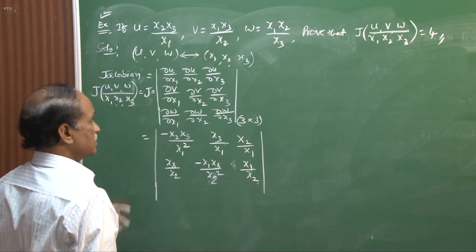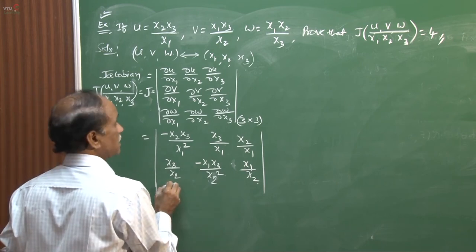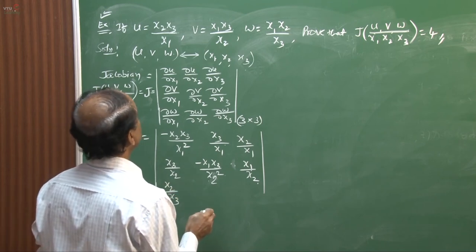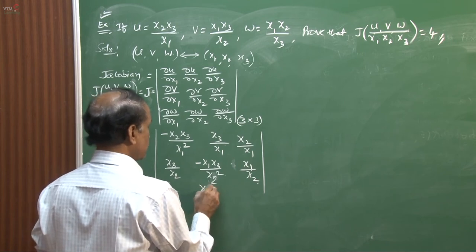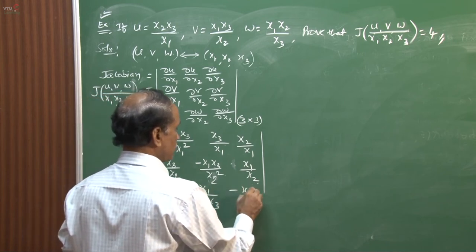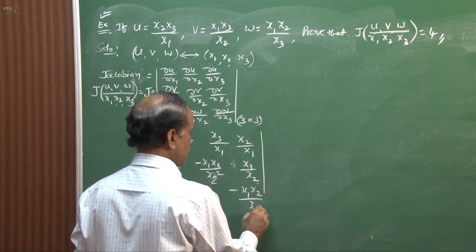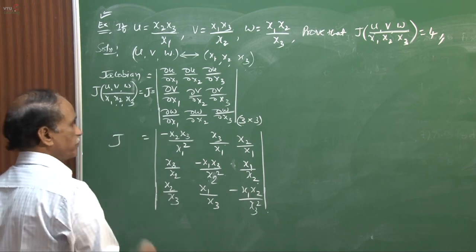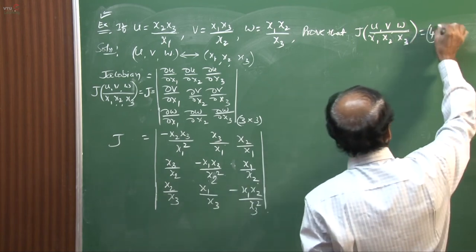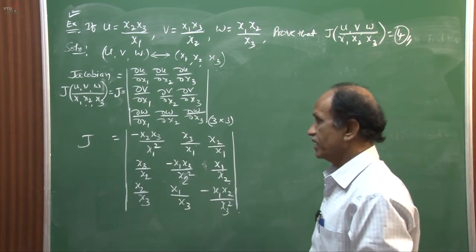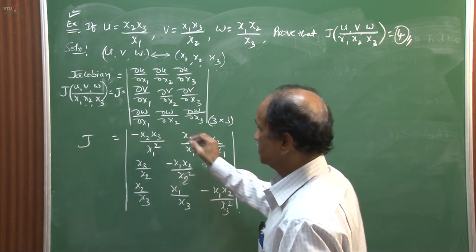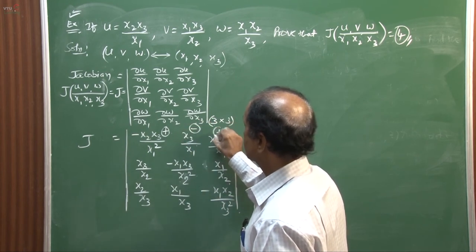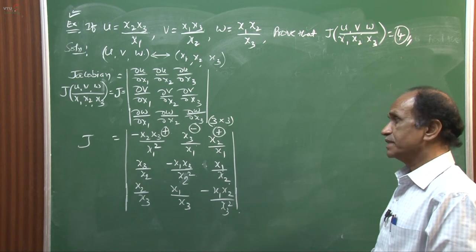This is for the v series, and for the w series you can write like this: with respect to x1, x2 by x3, and w with respect to x2, that is x1 by x3, and w with respect to x3, minus of x1 x2 by x3 square. This is the differentiation, that is J. Now you need to simplify and show the answer as 4. How are we going to simplify? This first term, as I already told you, is plus sign, this is minus sign, this is plus sign, according to the simplification of the determinant.